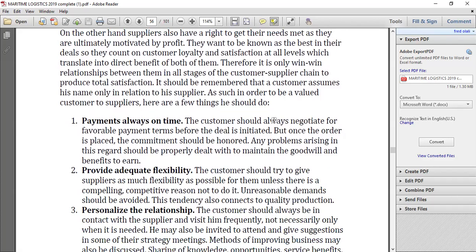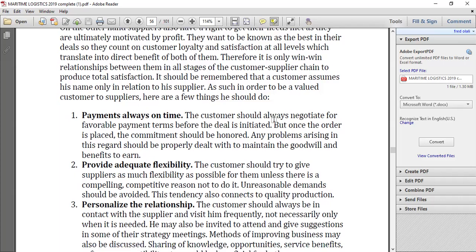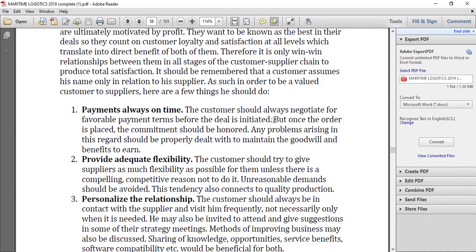Pay them on time. You need to always negotiate for the favorable payment terms before the deal is initiated. But once the order is placed, the commitment should be honored. So any problem arising in this regard should be properly dealt with to maintain the goodwill and benefit to earn. Then provide adequate flexibility. The customer should try to give suppliers as much flexibility as possible unless there is a compelling reason.